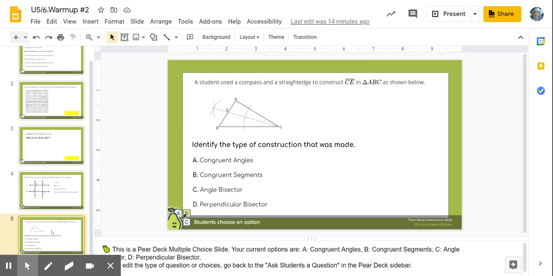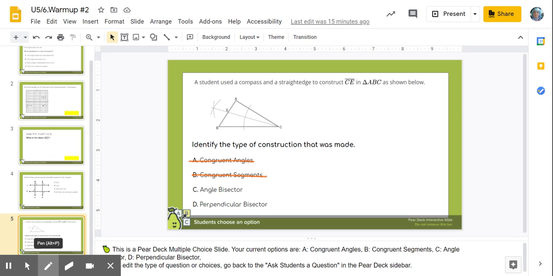Slide 5. I know we have not done a lot of constructions, but we should be able to eliminate answer choices based on the vocabulary or the picture of what we see. So let's start with that. What can I eliminate based on that picture? What is it definitely not? It's not congruent angles because I only have one angle. What else is it not? It's not congruent segments because I've got an angle.